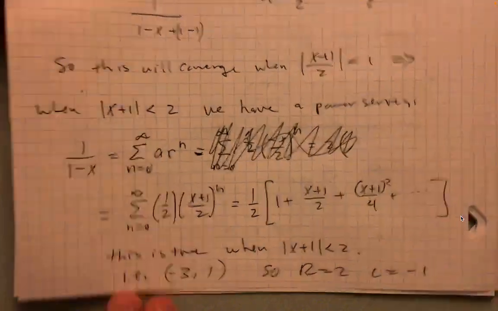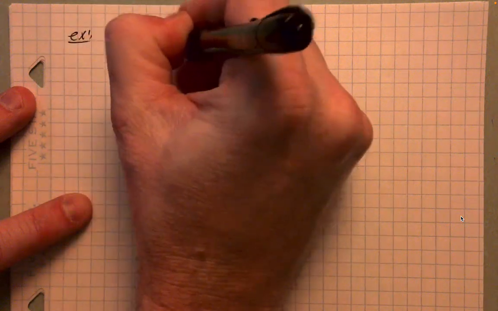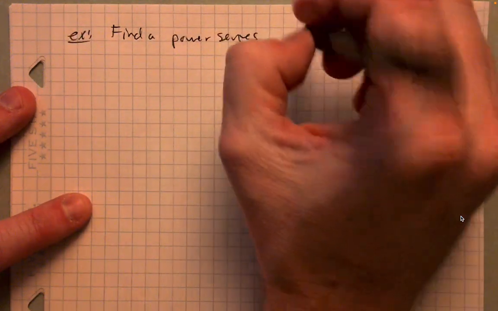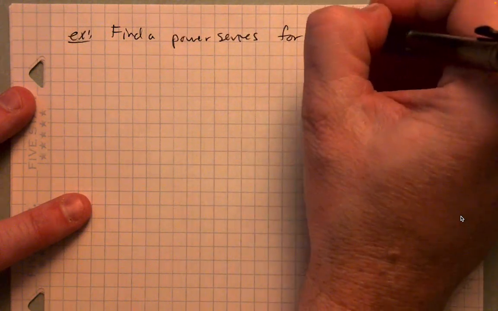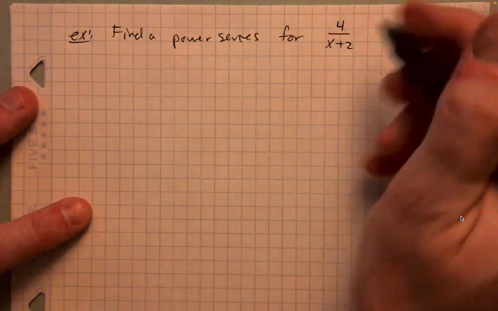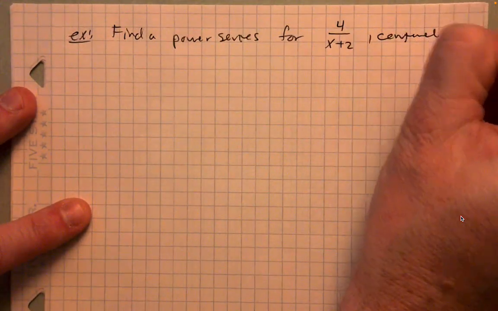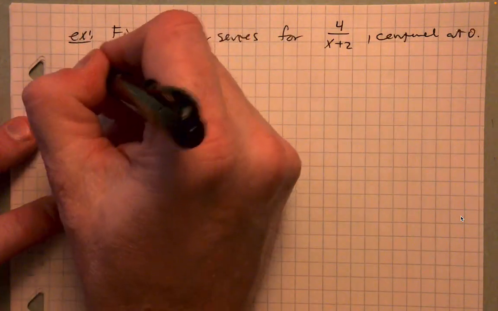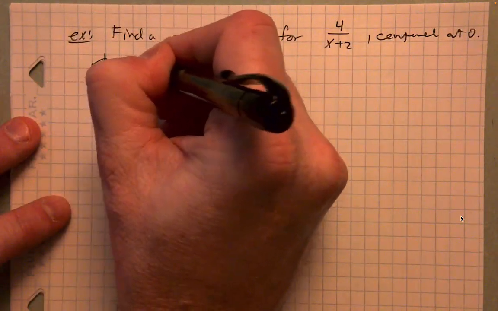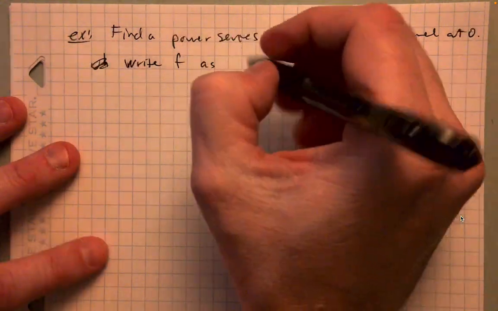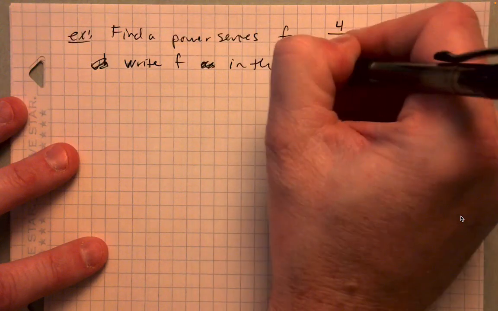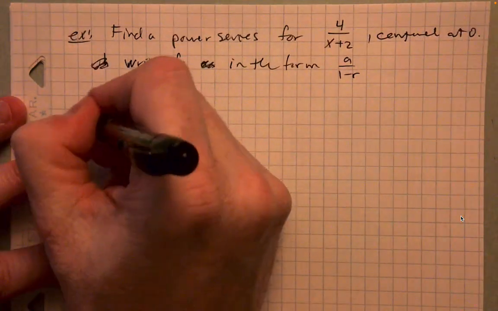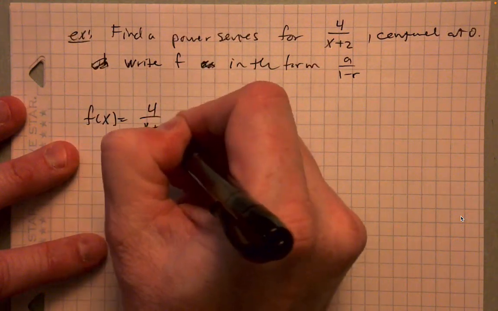All right. Very good. Let's do another example, sort of like this. Let's find a power series for 4 over x plus 2, centered at 0. This is our f of x. So let's write f in the form a over 1 minus r, right? So f of x equals 4 over x plus 2.